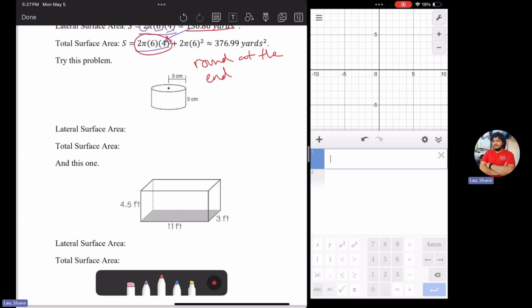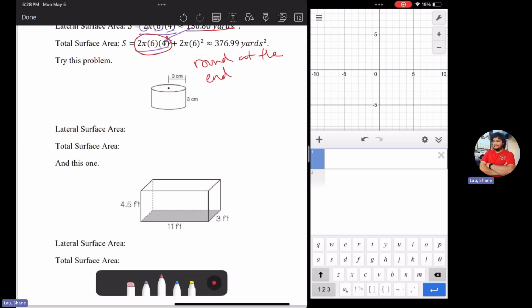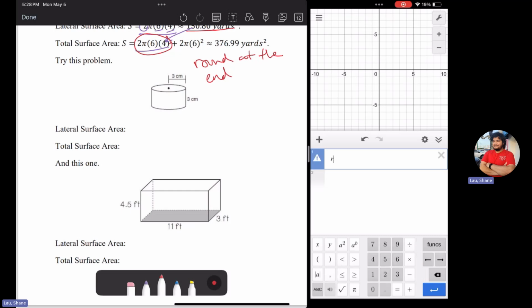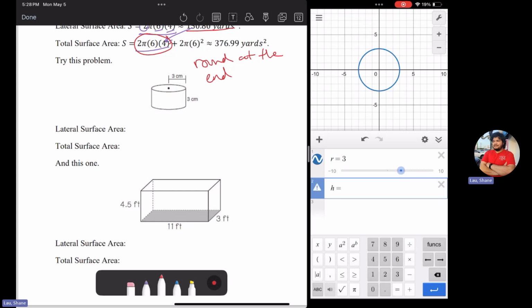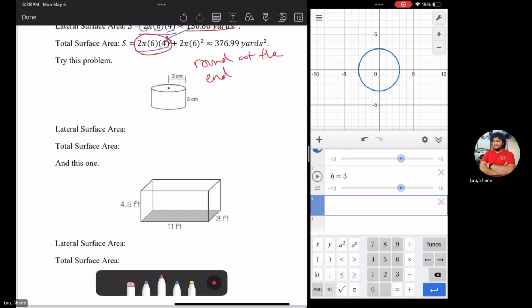Okay. The calculator tip is initializing. We've talked about what initializing does and what it's useful for. So what we're going to do here is, if I'm looking at my cylinder, I see that my cylinder has a radius of 3. Well, I'm going to say that my radius r equals 3. Then that my height equals 3 as well.